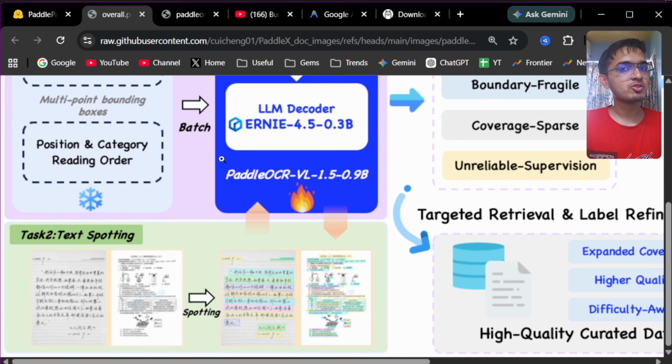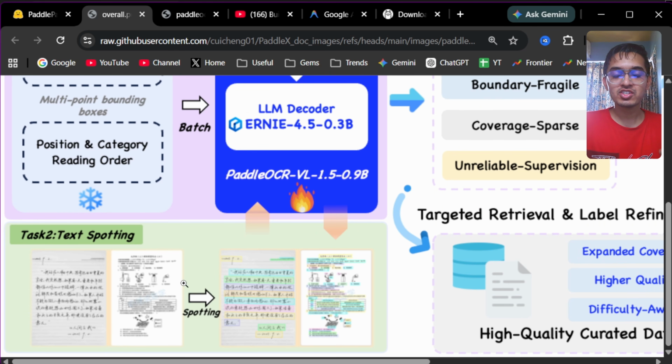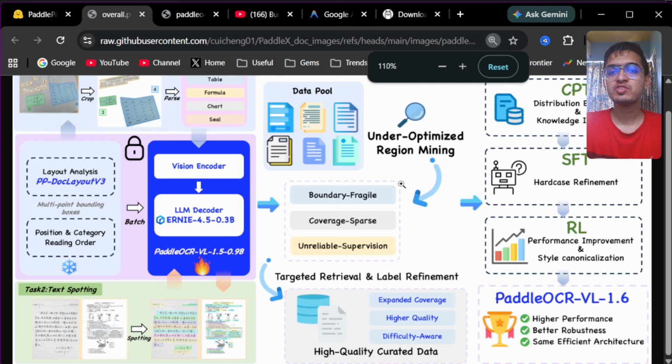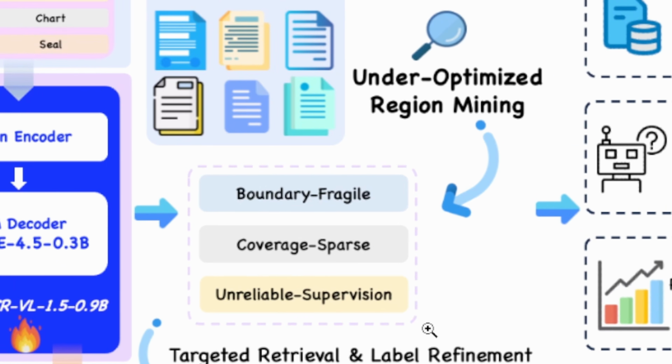And parallel to document processing, a second task will also run, which is an active text spotting engine that extracts the stray words scattered around the graphical objects in the input images. Then once we have the data pool ready for our entire document data, it will check all the boundaries and the coverage, do supervision analysis on those documents, and prepare the final high quality curated data.